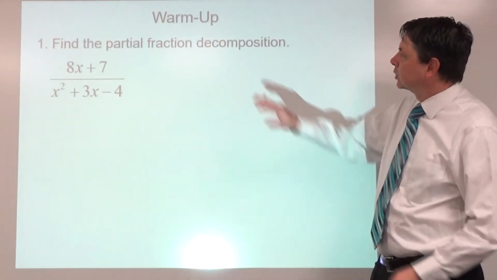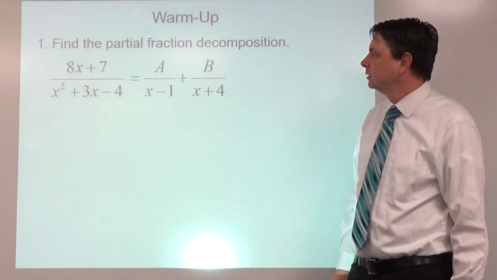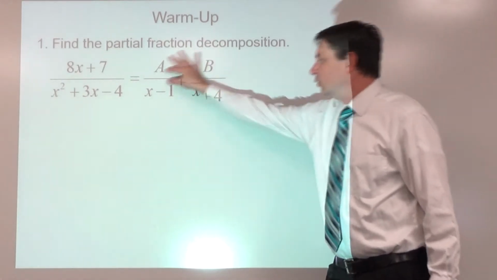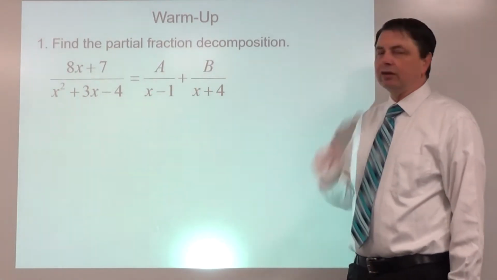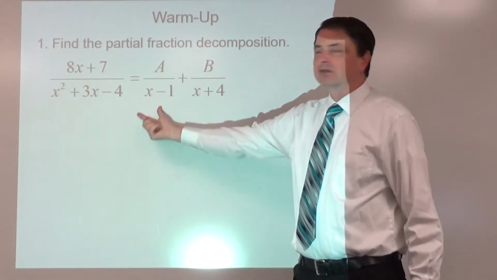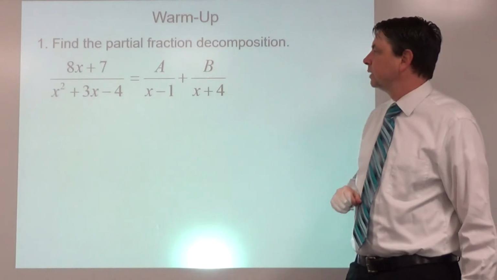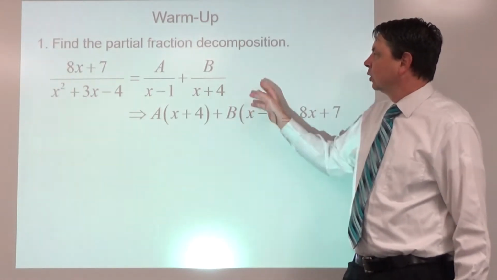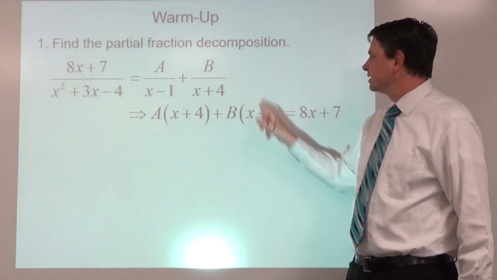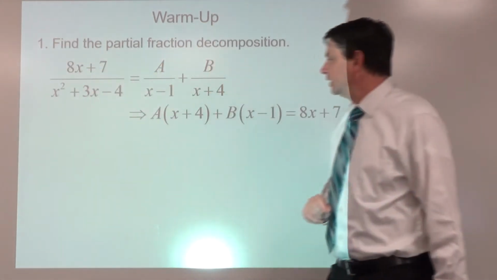All right, number 1, our partial fraction decomposition. Remember, we want to factor the denominator, and then our unknown numerators of A and B. We want to add those fractions together, focus on the numerator. This one's missing the x plus 4, multiply top and bottom. This one's missing the x minus 1, multiply top and bottom. So our numerator is A times the missing factor plus B times its missing factor, and that will equal this numerator over here.